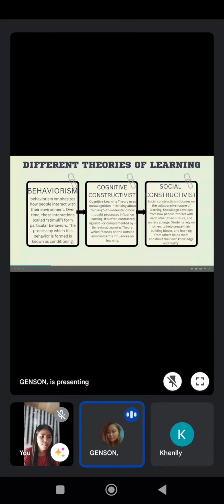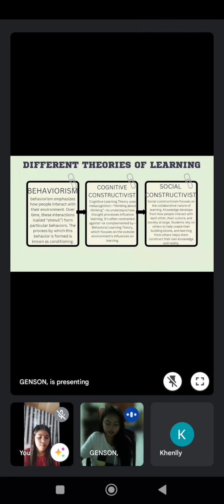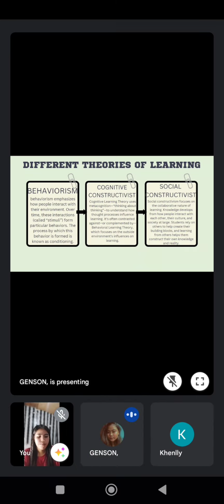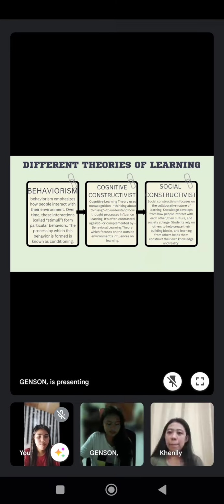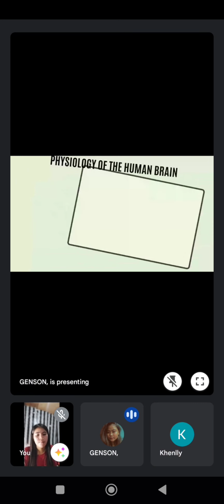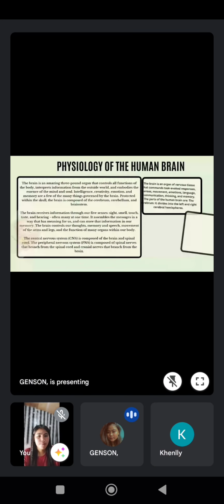The main idea of cognitive theory is the assumption that thoughts are the primary determinants of emotions and learning, believed to be scientifically. So let's proceed to the physiology of the human brain.